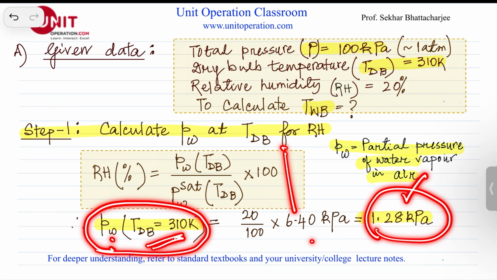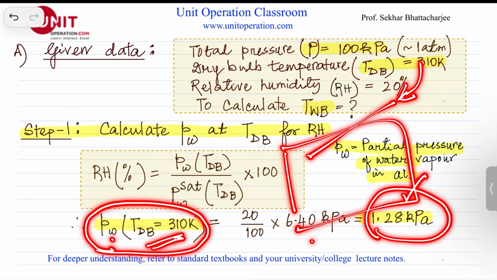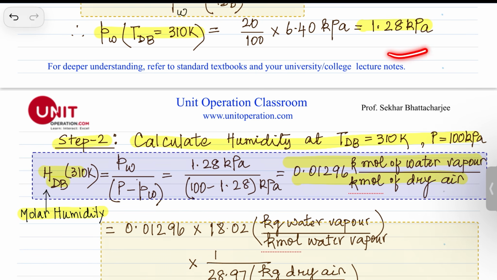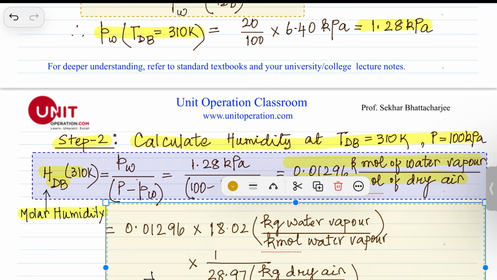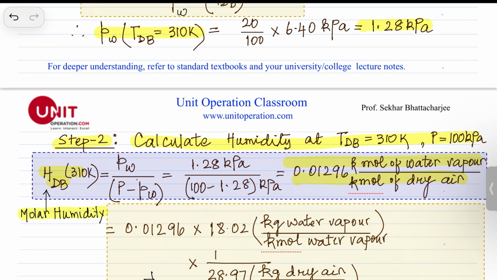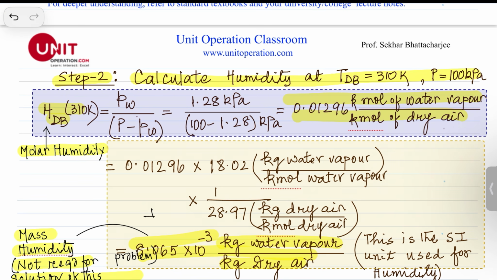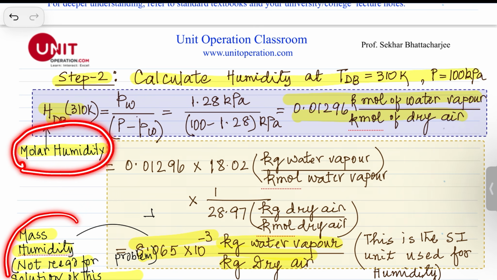So here in this room, as we said, this is the dry bulb temperature and the partial pressure of water is 1.28 kilopascals. What is the next step? Based on this value of 1.28 kilopascal, we should be able to calculate the humidity, because we can calculate that from the definition of humidity. There could be two types of humidity. One is a molar humidity and one is a mass humidity.